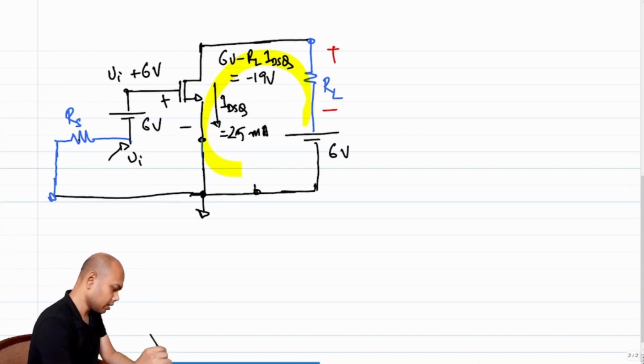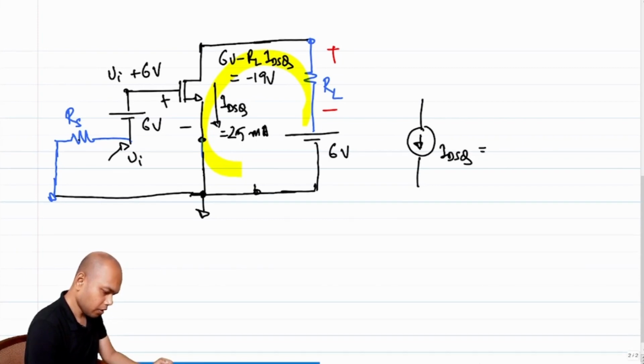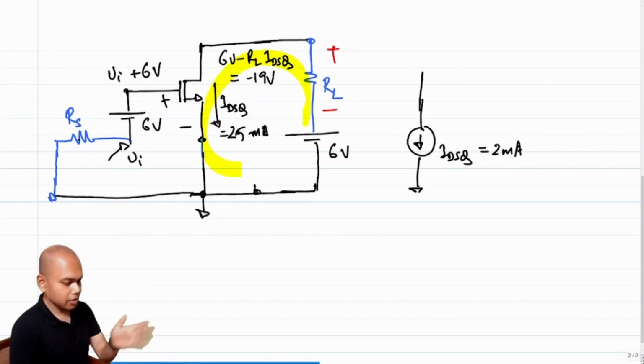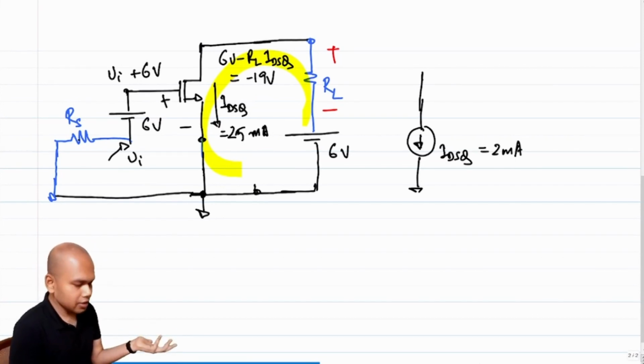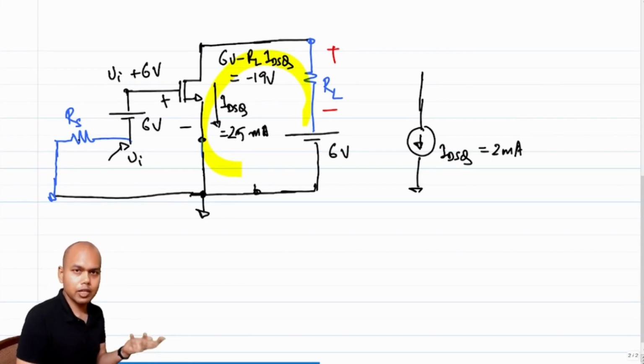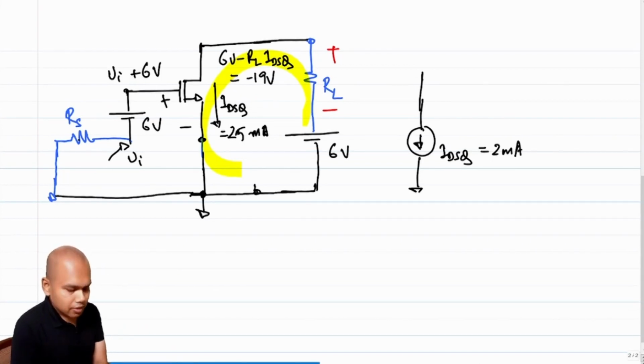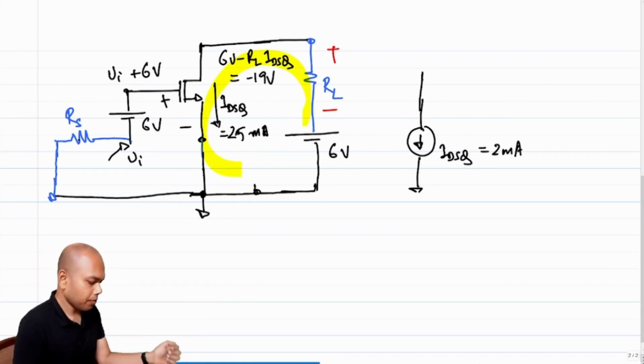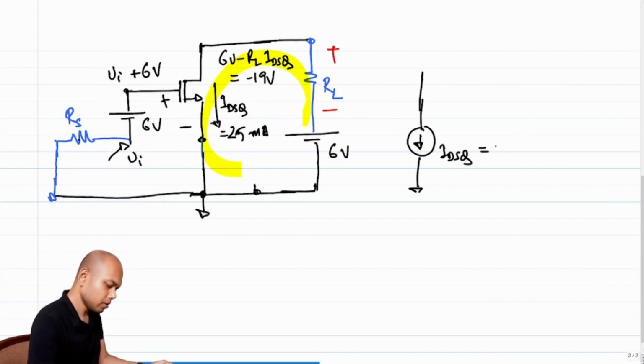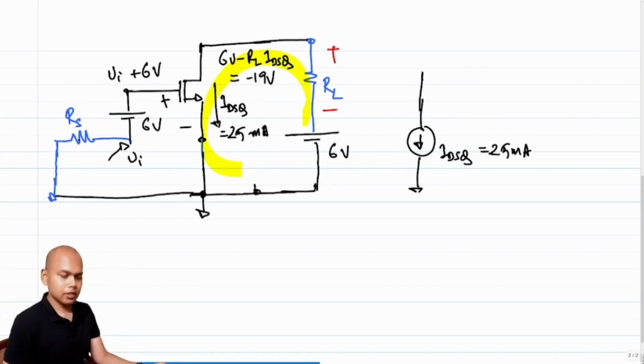I should essentially see that I want an IDSQ of 25 milliamps, correct? This is what we want, right? If it's in saturation, this is what it's supposed to be. And since a transistor is a voltage controlled current source, but it's a current source nonetheless, we can essentially replace the transistor with a current source of 25 milliamps if it is in saturation.